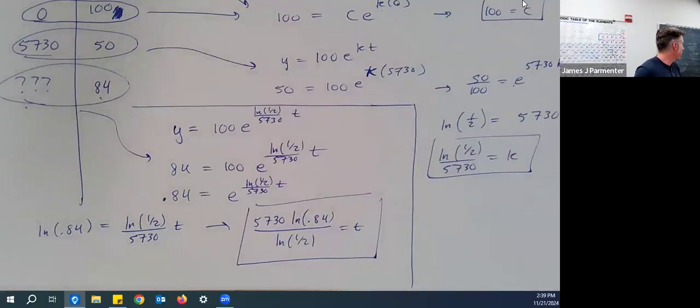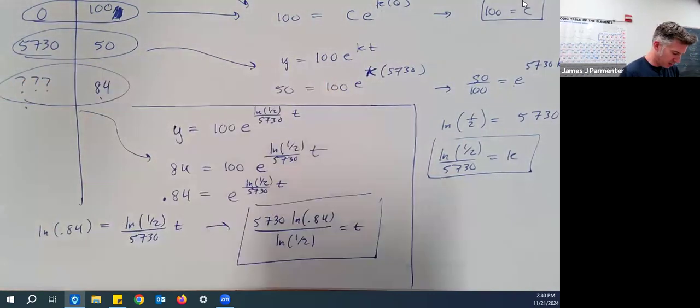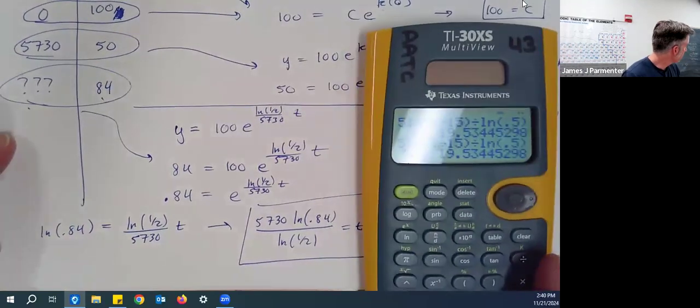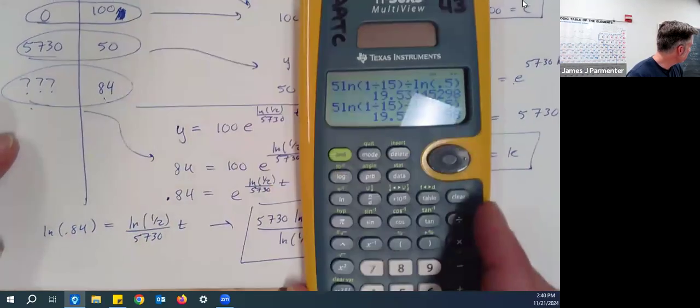Quick logic check here. Should this thing be older than 5,730 years or less old than 5,730 years? Less old, right? Because it hasn't gotten down to 50% of what you started with. So we haven't had enough time to get there. Let's double check though and see what it is.